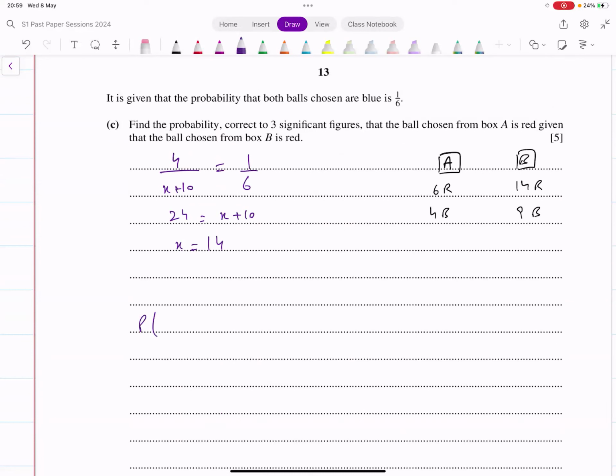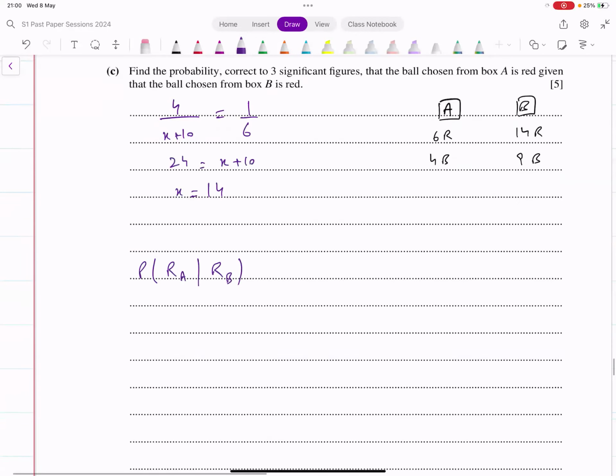Probability that the ball chosen from box A is red, I'm saying RA, red ball from box A, given that the ball chosen from box B is red. This is the probability that we want to find out.